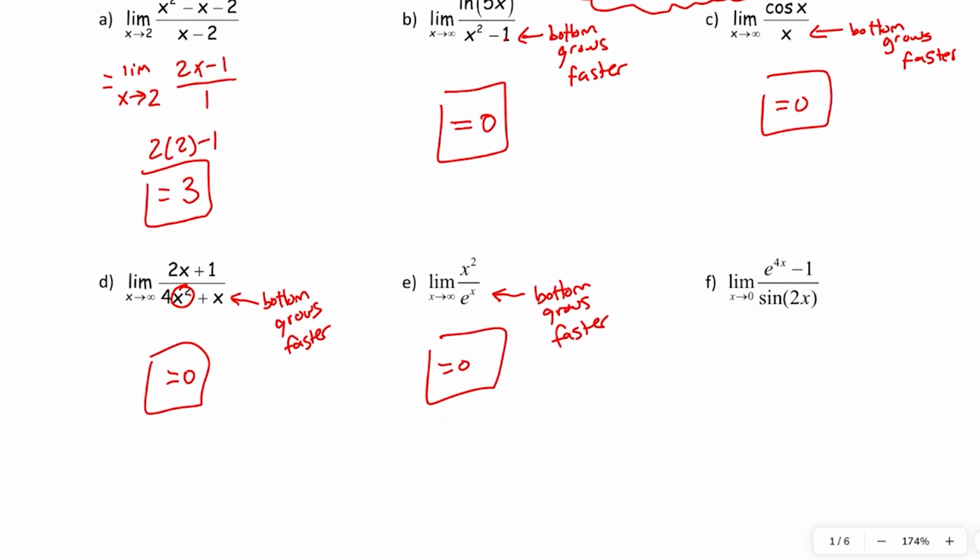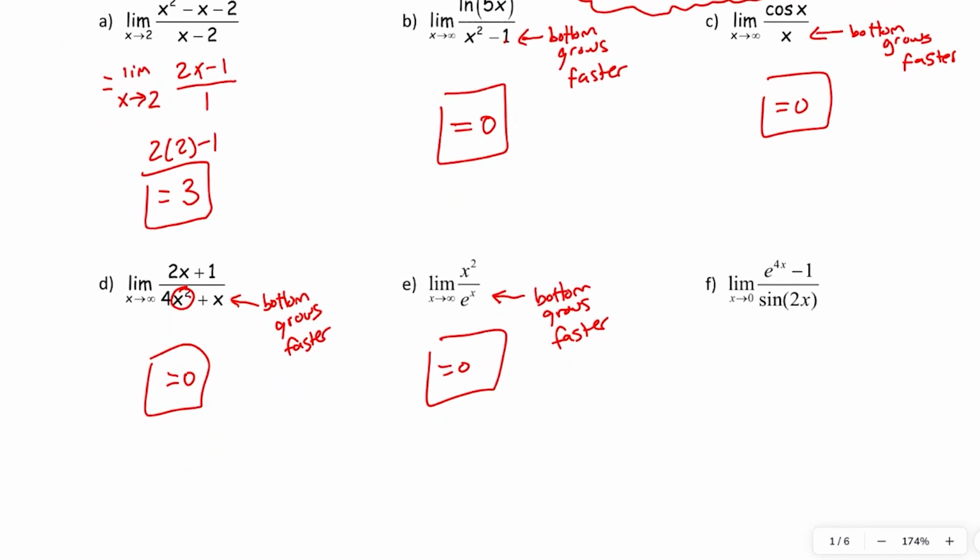Okay, F. This is going to be a little trickier. If I try to substitute 0 in here, this is not an infinite limit, right? X is not going to infinity. If I try to substitute 0, I'm going to get 1 minus 1, which is 0 on top, and then sine of 0 is also 0. So I get 0 over 0, so this is where I want to use L'Hopital's rule. The limit as x approaches 0 of e to the 4x times the derivative of 4x, which is 4, over cosine of 2x times the derivative of 2x, which is 2.